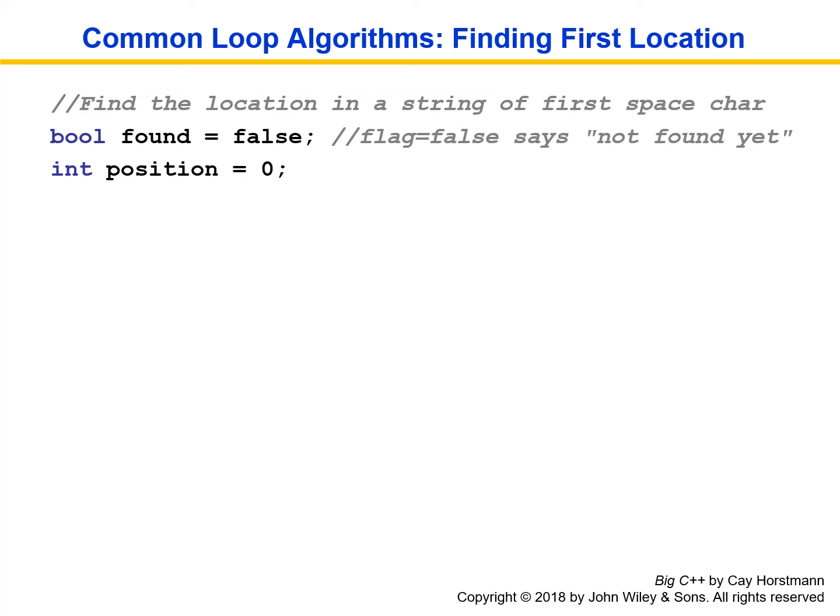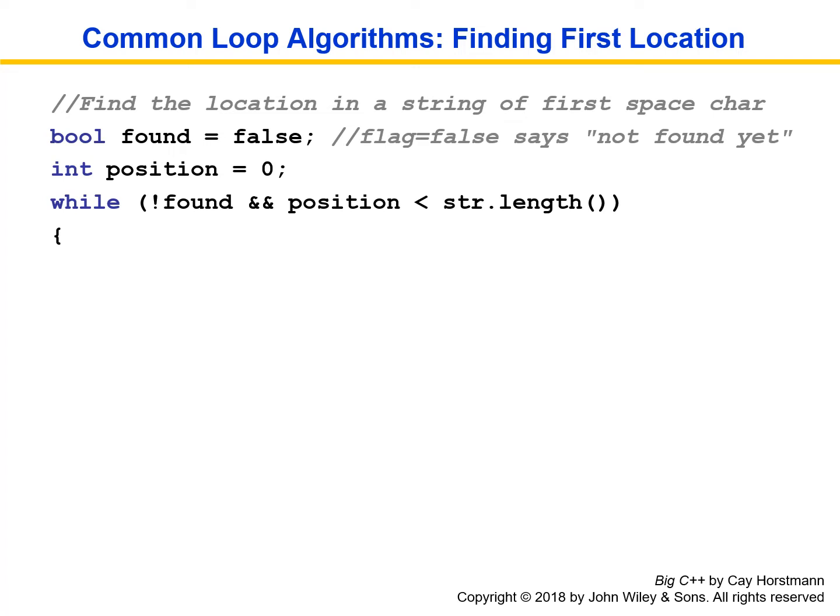Finding the first location in a string is a really important algorithm. We start with a Boolean found equals false. So we have a flag variable here that's going to tell us when we find the first space character, and we start with position at 0 because that's the start of the string.